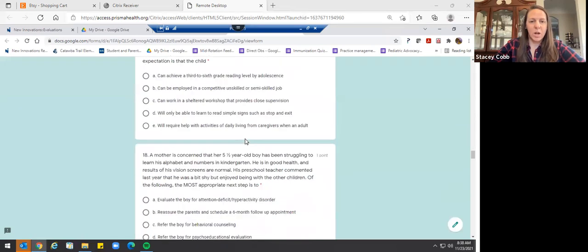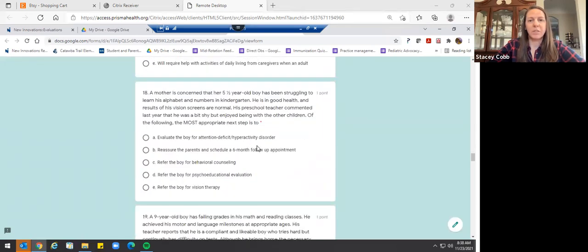Okay, well, the next one. So mother's concerned that the 5.5-year-old has been struggling to learn the alphabet and numbers in kindergarten. Good health, vision screen's normal. Preschool teacher commented last year he was shy, but liked being around other children. So that's already right there. You know, they're not asking about autism because they'd never write that if they wanted you to think of autism. So the most appropriate next step is to do what?